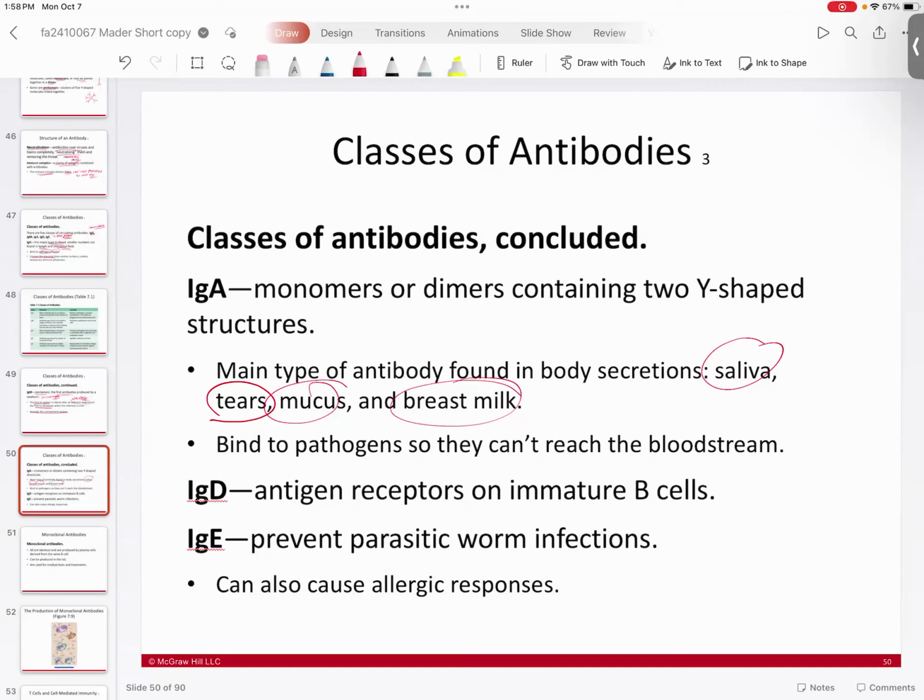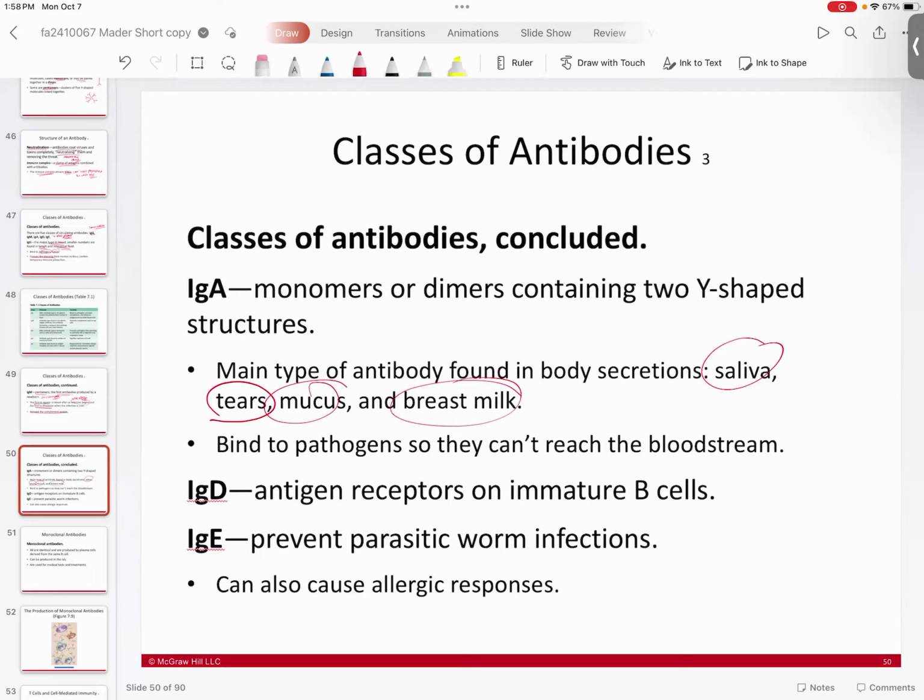Your tears, right? If you get any kind of bacterial intrusion into your eyes, your tears basically have IgAs in them. They'll start doing battle with these bacteria. Same thing with your mucus. Your saliva doesn't just have IgAs in it, but it also has mucus in it as well. All your other mucous membranes, say for instance your nasal cavity, and other areas like that, they also have IgAs in it. And breast milk, right, because the baby is taking nutrients from the mother, but also the baby is taking antibodies from the mother's breast milk as well.